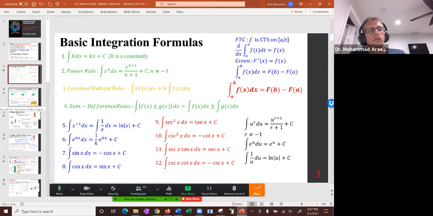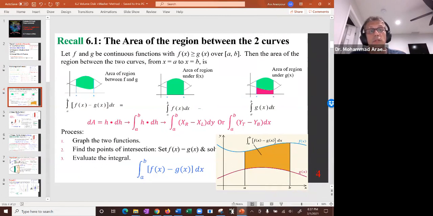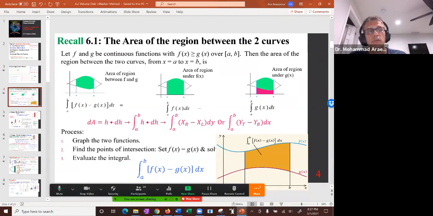Basic integration formulas, as well as the previous section, the area of the region between two curves, were discussed. And the main thing I want you to remember is dA is h dh, and you figure out what is the height and what is the h, and you are in good shape, okay, class? So it's important that you figure out what you need to do.